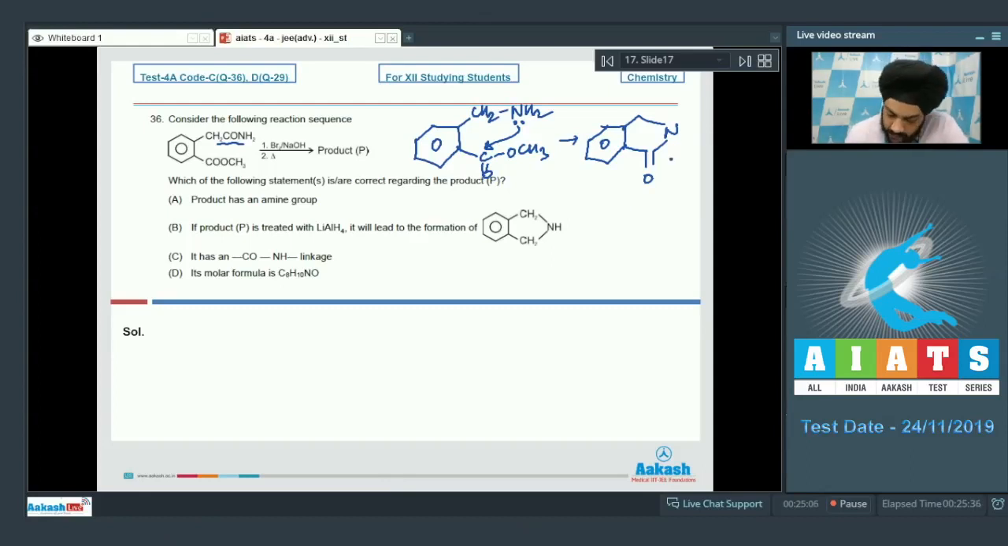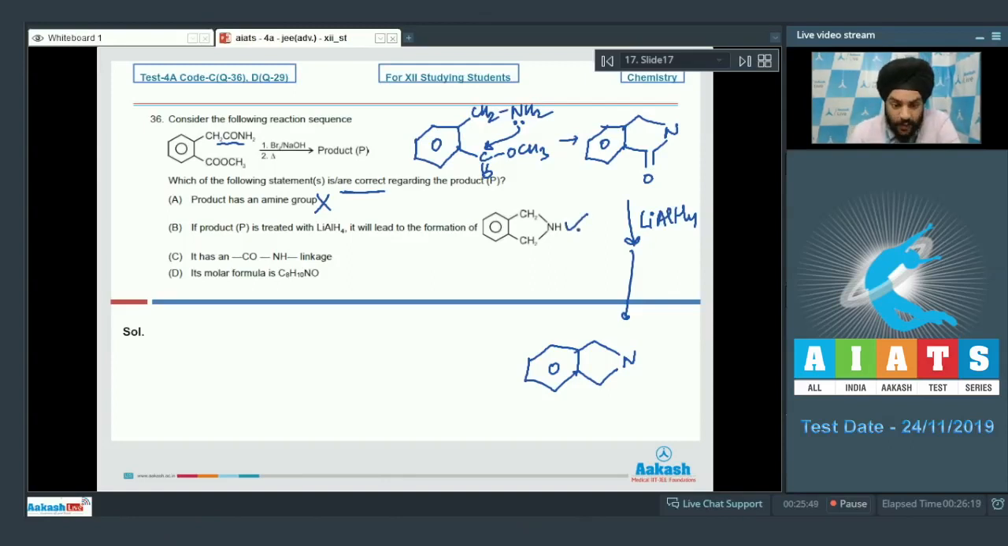this compound. Okay, so if we talk about the options given to us, the examiner seems to be interested in the correct statements. Okay, so option A, it says product has an amine group. This is not correct, students. It has an amide group. There is no amine group present. Okay. If you talk about option B now, if product P is treated with LiAlH4, it will lead to the formation of this compound. So this is correct, students. When this is allowed to react with LiAlH4, this is going to lead to the formation of the given amine. Okay. So statement B is correct.